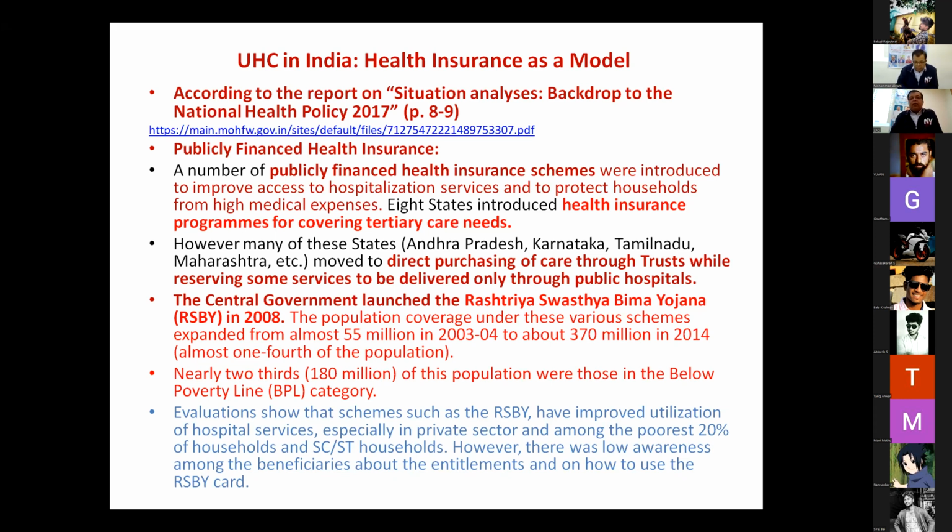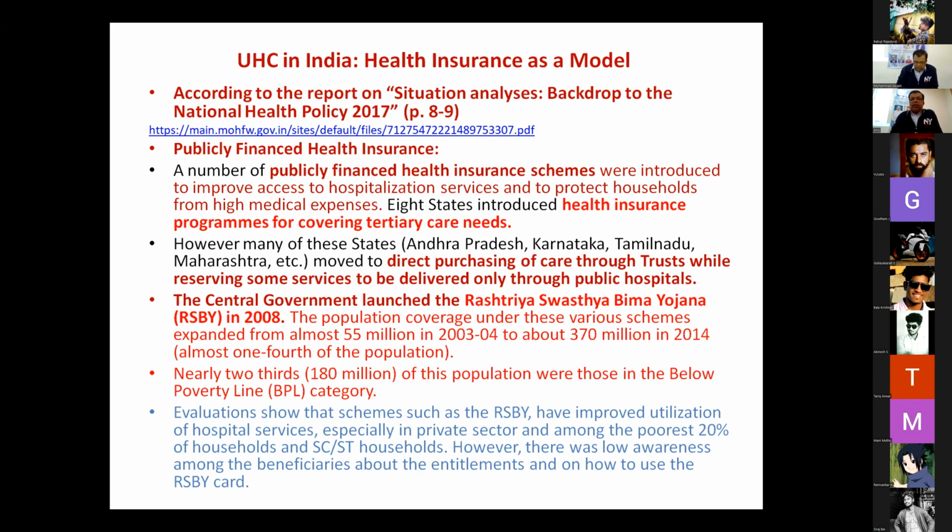Then the central government launched the Rashtriya Swasthya Bima Yojana, RSBY, in 2008. This was a mega program in the direction of providing health coverage, or health insurance, to people. The name Rashtriya Swasthya Bima Yojana means National Health Insurance Scheme, right? The population coverage under these various schemes expanded from almost 55 million in 2003-04 to about 370 million in 2014.